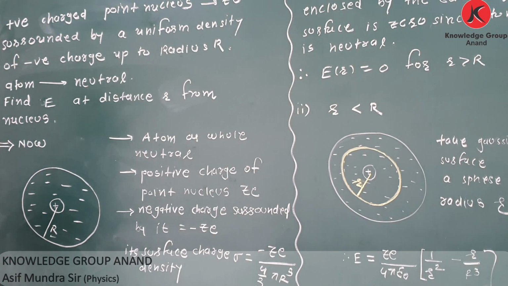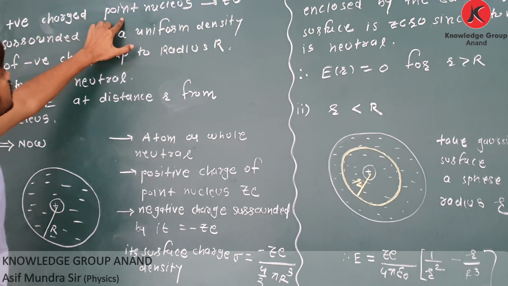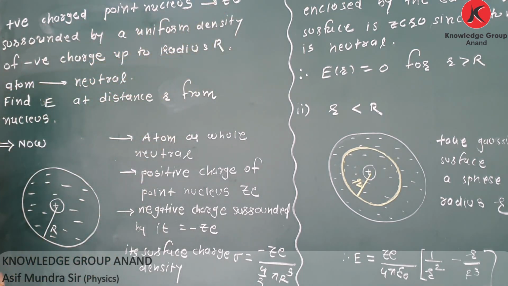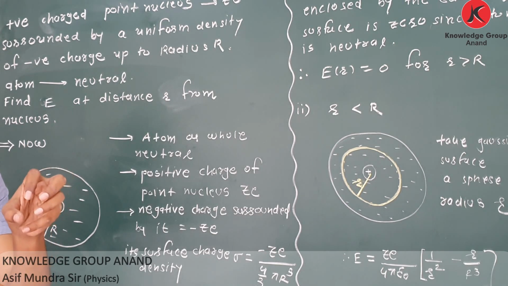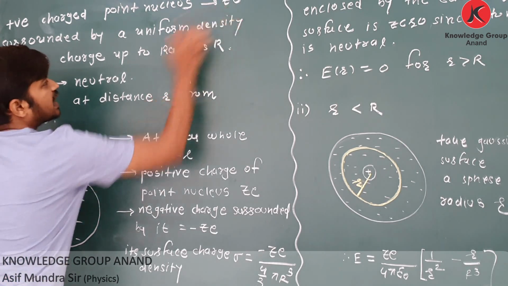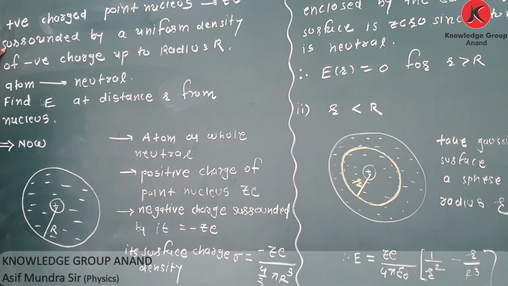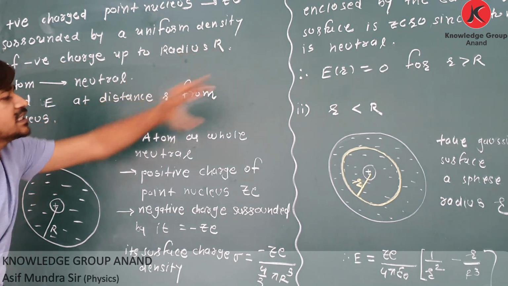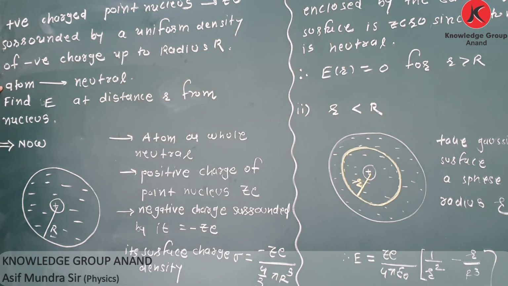Example 1.13. What is given in the data? A positive point charge in the nucleus. It is an atomic model suggested by a scientist. The positive charge Ze is in a very tiny region called the nucleus, surrounded by a uniform density of negative charge up to radius capital R. The atom as a whole is neutral. Then find the electric field at distance small r from the nucleus.